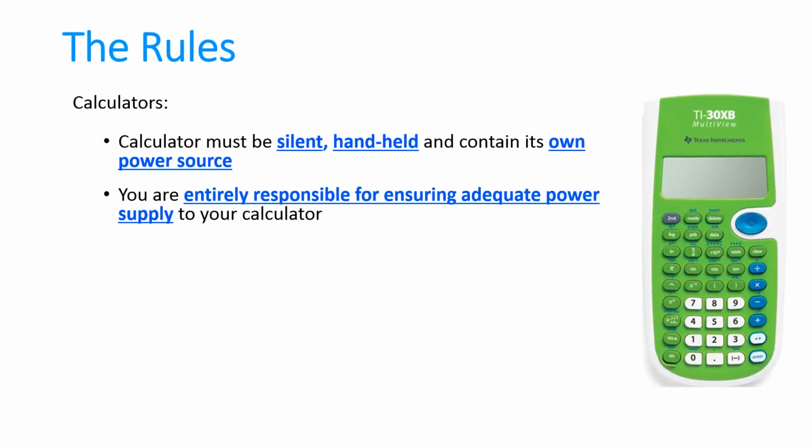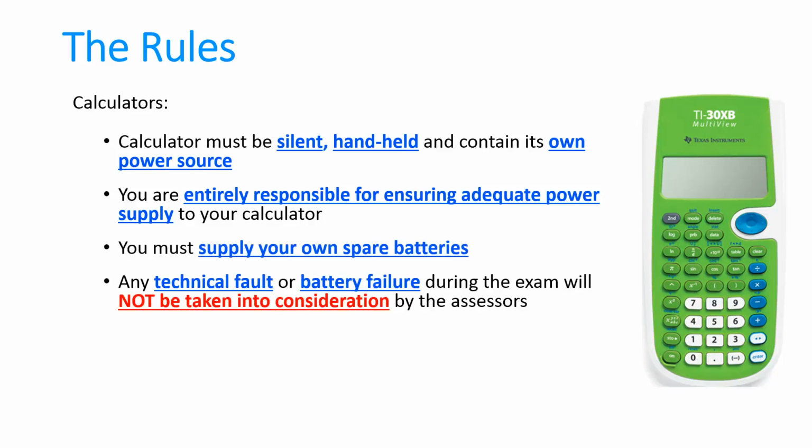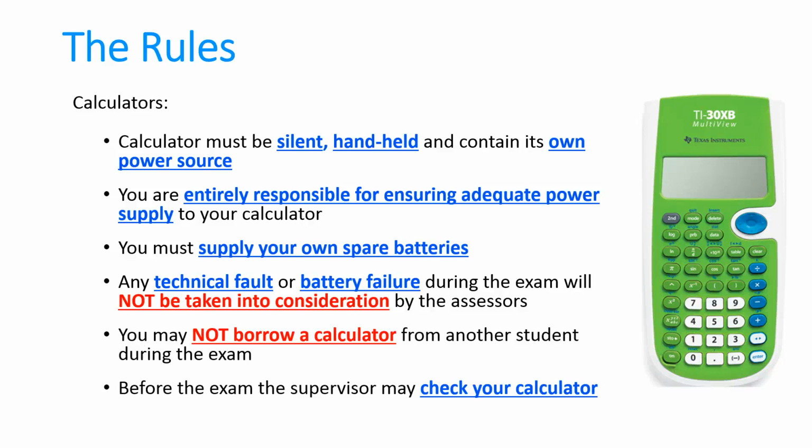The calculator must be silent, handheld, and have its own power source, as in it can't be plugged into a power point. And you are entirely responsible for ensuring adequate power. If it goes out of power, then that is your problem. If it does run out of power, you need to provide your own spare batteries, and any technical fault or battery failure actually isn't taken into consideration. So if it does go flat and it takes you 5 minutes to change the batteries, you don't get an extra 5 minutes at the end.